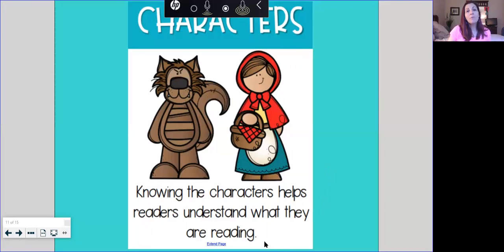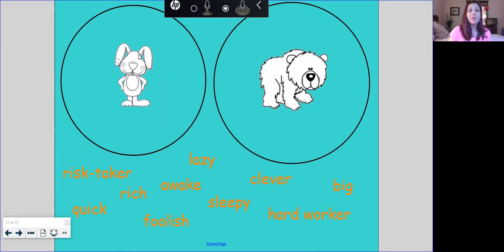So when readers take a close look at characters, it really helps them to understand what they're reading all the better. So we're going to be looking at our two main characters of Bear and Hare. Let's see, here they are. So over here in this circle, I have Hare, and then I also have Bear. And down below, I have some words that would describe each of these characters. And I'm going to be asking you to help me sort the words that describe each character into the circle.